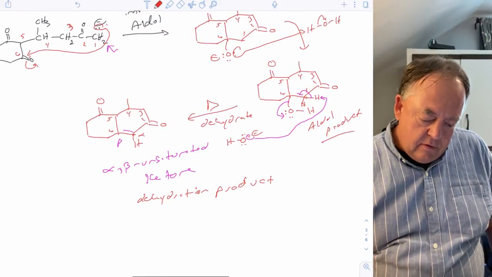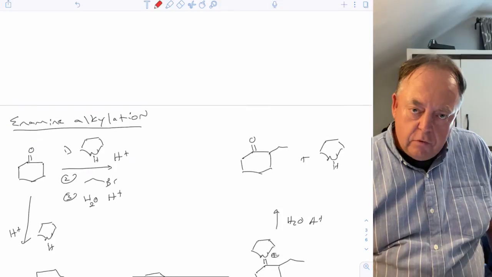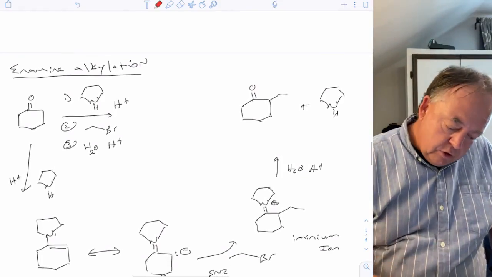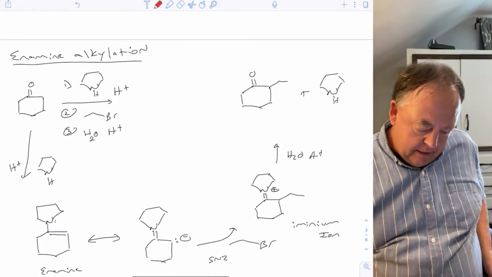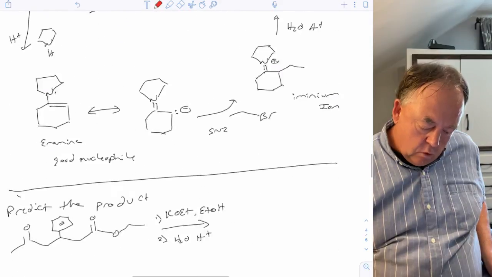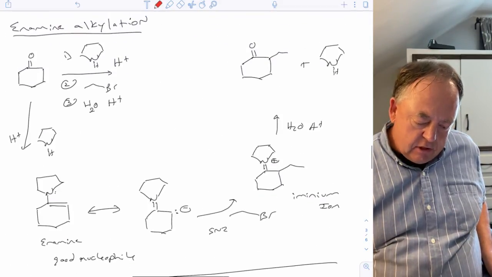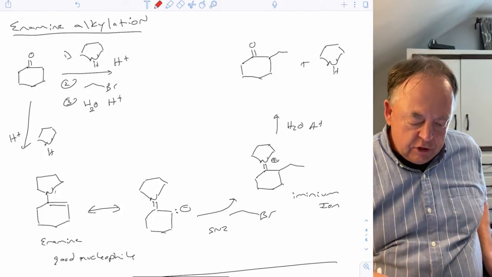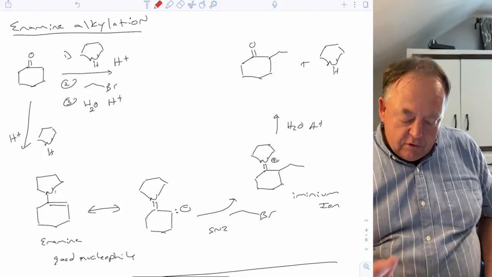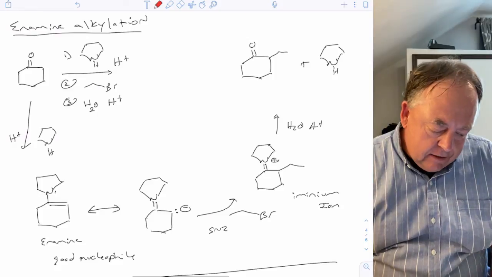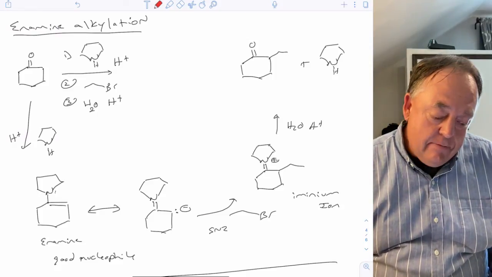So lastly, in this lecture, there's one more reaction, this amine alkylation, and then we'll finish just by working three problems out using some of the stuff that we've talked about in this chapter so far. Okay, so last new reaction, an amine alkylation.